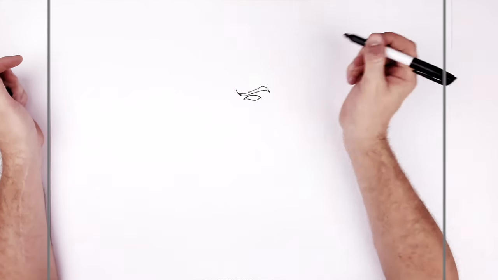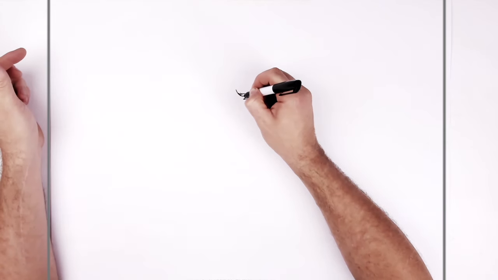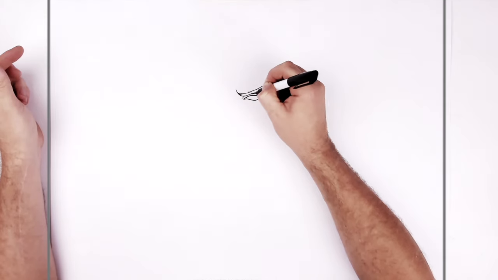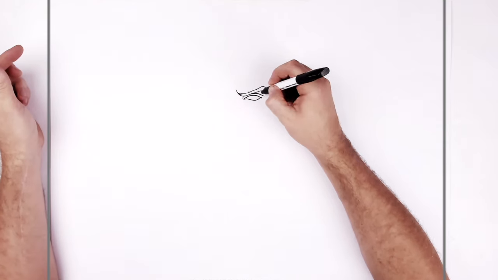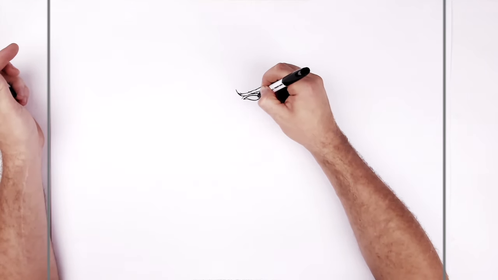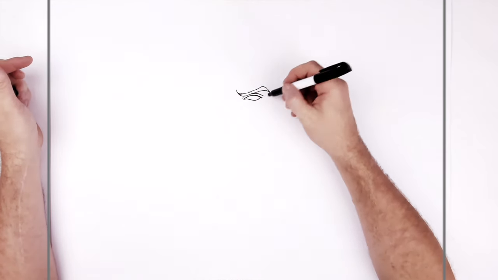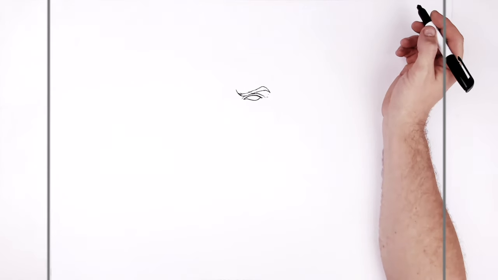Got a tear duct here, and then like some kind of eyelid lines on top this way, coming down here as well, coming down the side of his eye. I'll thicken this up for eyelashes too.